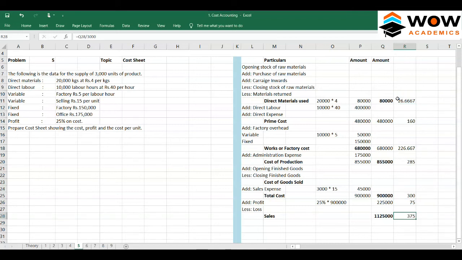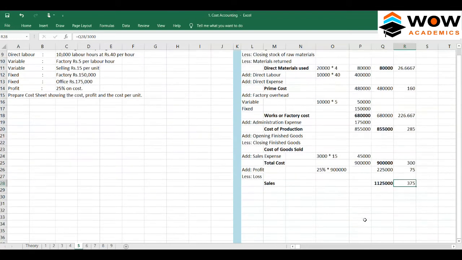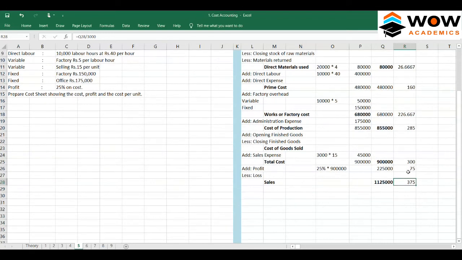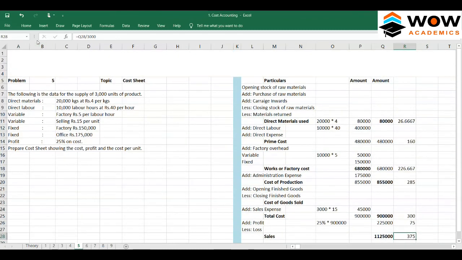Okay, so that's about the concept here. The selling price per unit is 375 and the profit per unit is 75. The cost per unit is 300. Okay, so hope you guys got the idea about this sum. We'll move to our next sum.